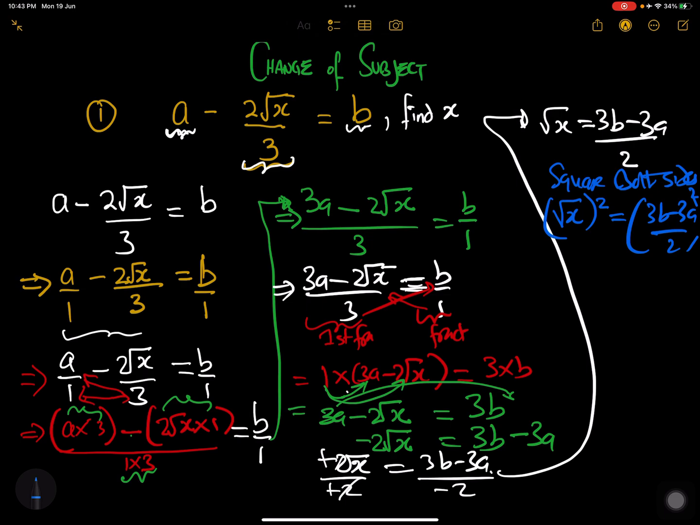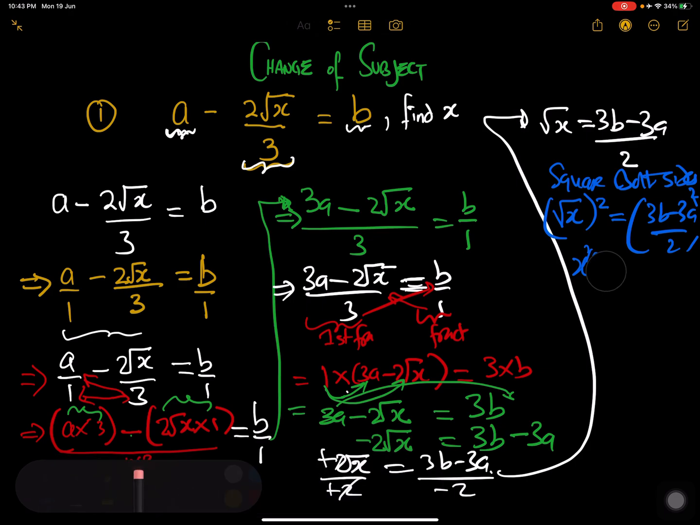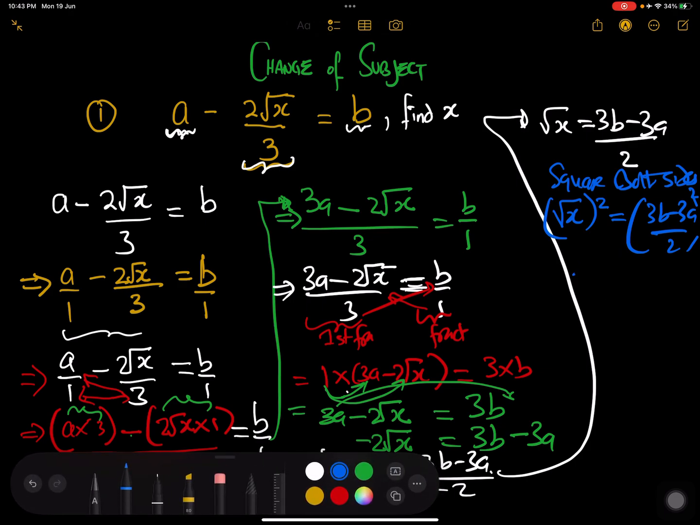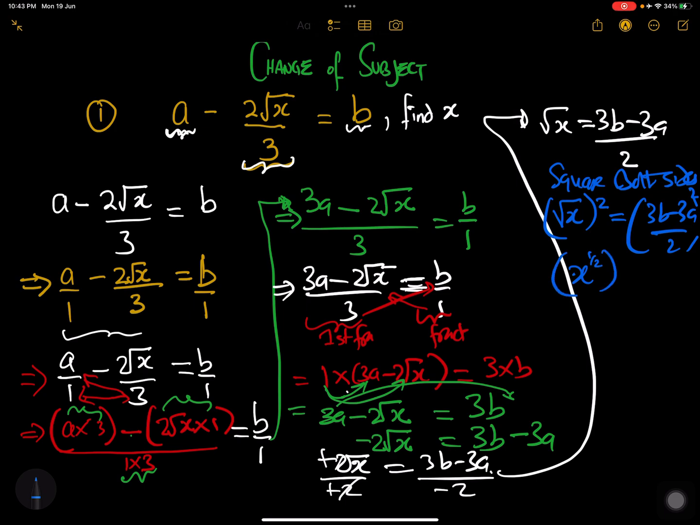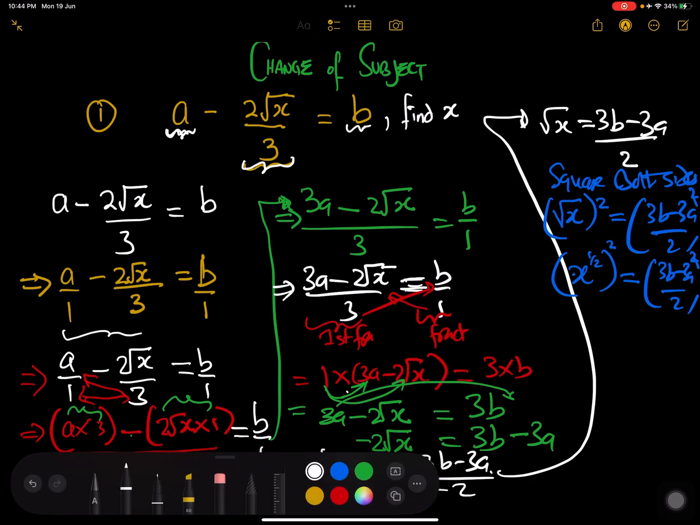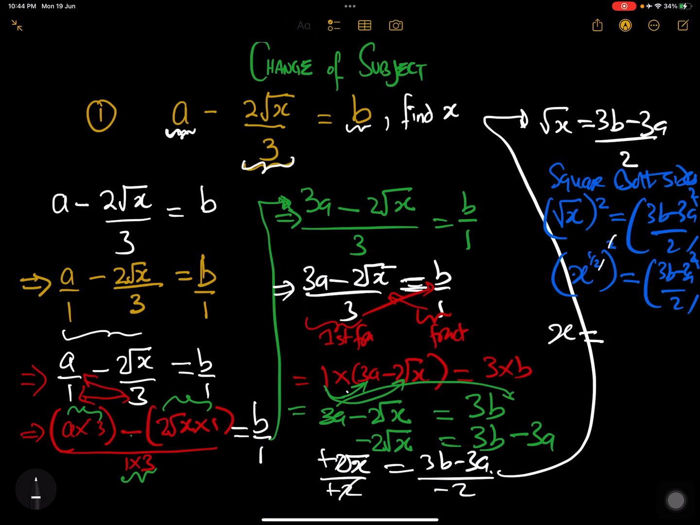Now when we do that, this becomes x to the power of half. Let me write it again. This one becomes x to the power of half, all in parentheses squared, is equal to 3b minus 3a divided by 2, and it's all squared. Now when we do that, the squared here cancels this out, so you have x is equal to 3b minus 3a divided by 2. Now we've been able to make x the subject.